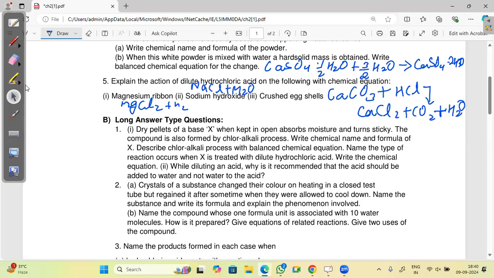So while diluting an acid, write the chemical equation we have already done. While diluting an acid, why is it recommended that the acid should be added to water and not water to acid? It would be a highly exothermic reaction. A lot of heat will be generated, for which there is no place for absorption, and hence it will lead to bursting of the vessel.